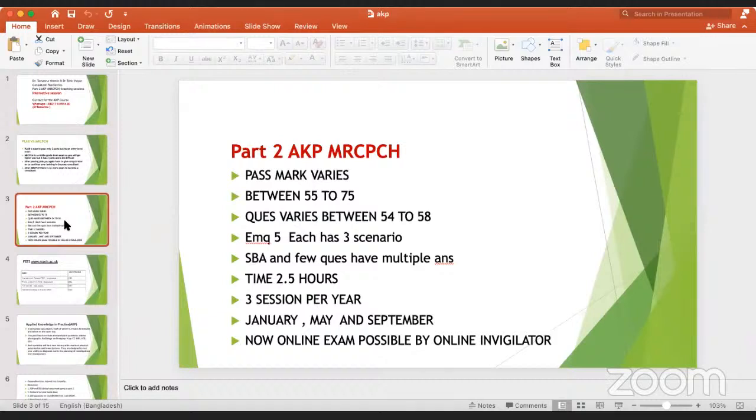Many students say that the first guess is the best guess. So whatever you guessed at first, that is the best answer. So don't try to change the answer. Just be sure that yes, your answer is correct.